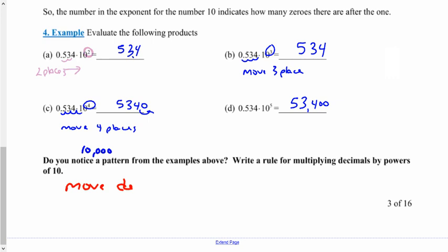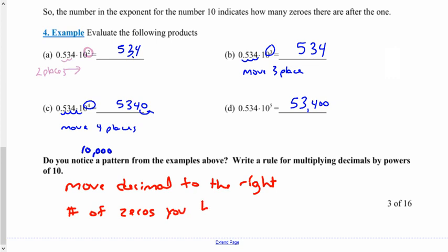So move decimal to the right, the number of zeros. Does that have an E? No. The number of zeros you have. Okay. I don't know why I put a period. That's not necessary. I didn't capitalize it. It's not a very good sentence, so I'll call it just a little phrase and get rid of the period.